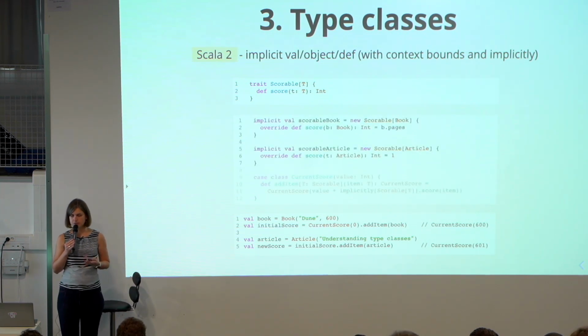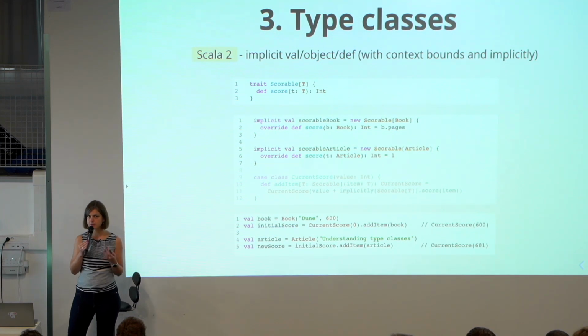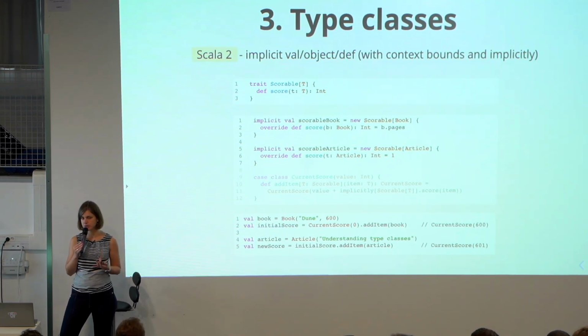And then we have, using implicit vals, or actually it can be implicit objects or defs, but here vals, you define the behaviors for each of the types. So we have the implicit val for the scorable behavior of the book type. And you see the implementation of the score method is the number of pages. And similarly, we have implemented the scorable behavior for the article type, where the score is always 1.